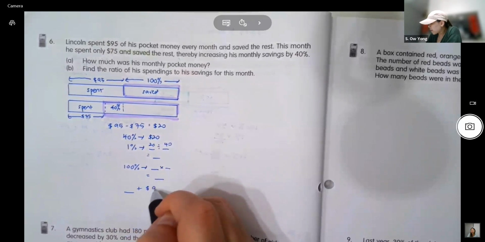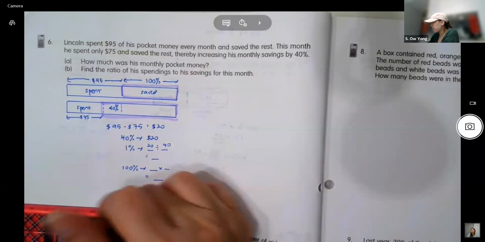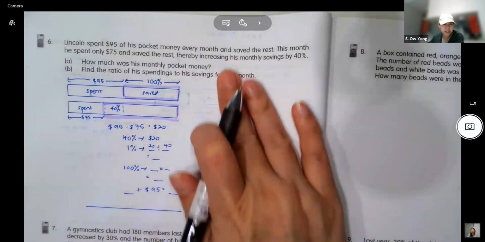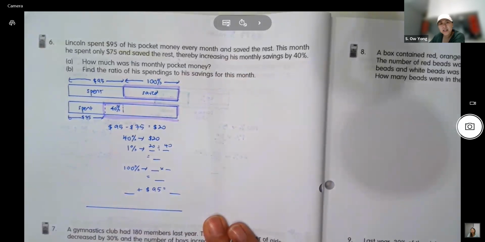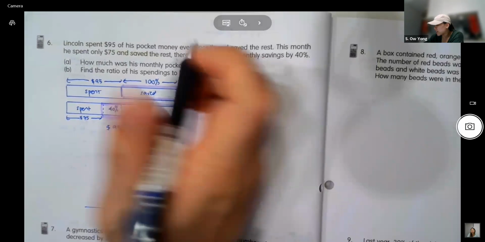And you take the saving plus the spending. You will find the number 145 as your final answer in part A. So you may write this down, maybe. So at least you know. This month is the second one, this month.